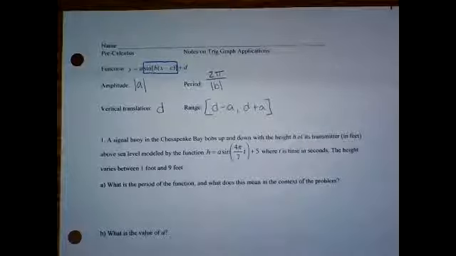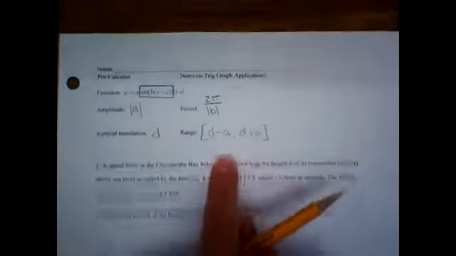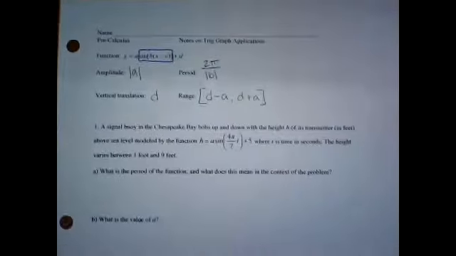All right, so let's read the first one. I know there's a lot of words there. I'll read it to you. A signal buoy in the Chesapeake Bay bobs up and down with the waves. Okay, like use your imagination. Are you imagining some waves going like this? Okay. You with me there? Or are you writing on your hand? All right, so it's bobbing up and down.